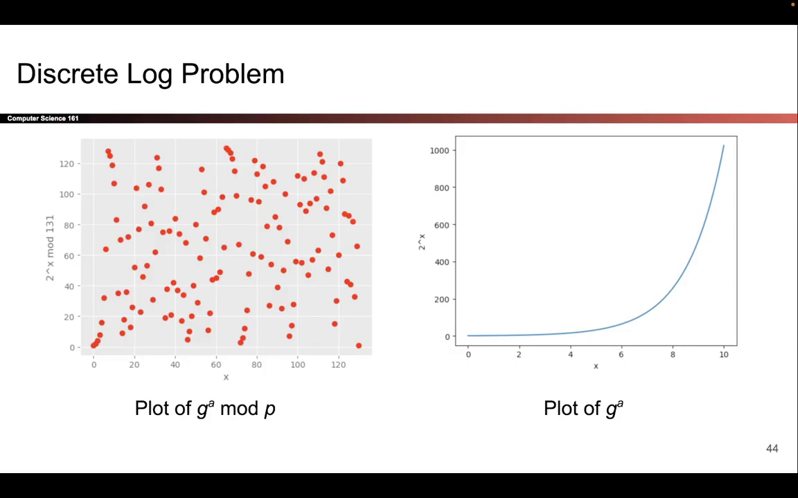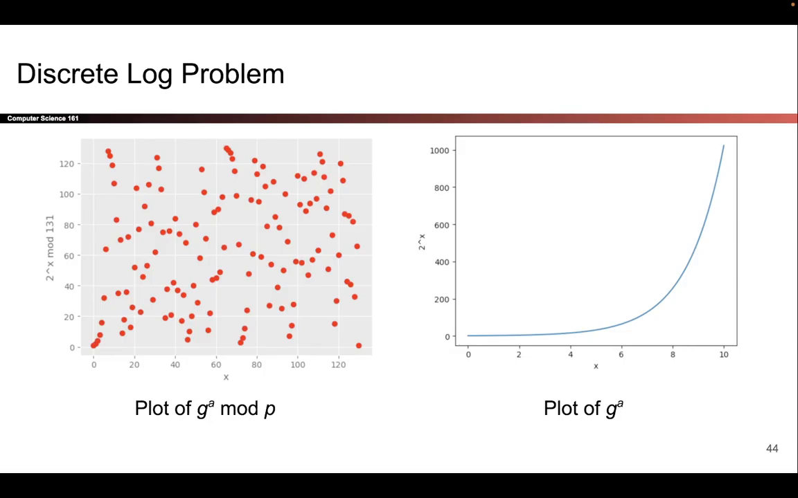If I take a small value of a and I compute g to the a mod p, the result could be some big number. Or if I take some big number and compute g to the a mod p, it could also be a big number. Or if I take some middling value of a and I compute g to the a mod p, it could also be a big number. So just because I tell you a big number, it doesn't mean that the a that I chose is big or small or middling. It's just not clear.